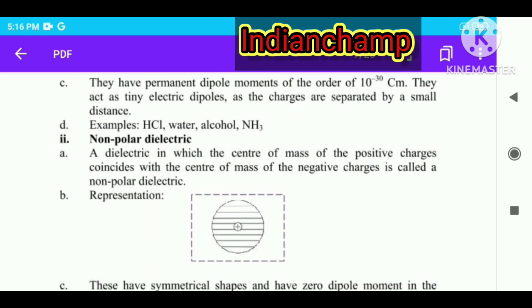Second, non-polar dielectric. A. A dielectric in which the center of mass of the positive charge coincides with the center of mass of the negative charge is called a non-polar dielectric. Option B.